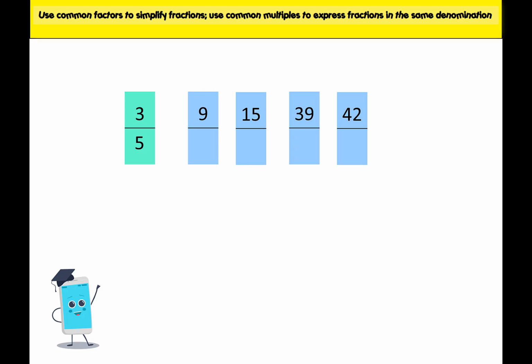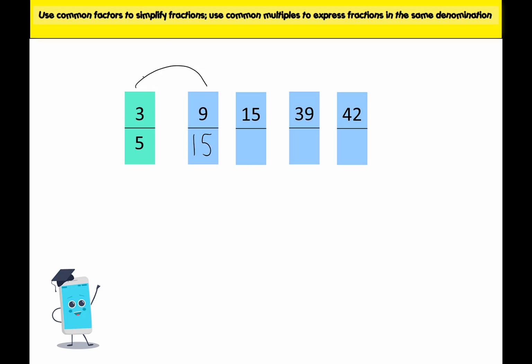Okay, I have 3/5. I know the numerator of my equivalent fractions, but I don't know the denominator. So the first thing I need to do is be thinking about my multiples and my factors. I need to think about 3 and 9. 3 is a factor of 9. How many times does 3 fit into 9? Fits in 3 times. Therefore, I would also need to multiply my denominator by 3. So 3/5 is equivalent to 9/15.